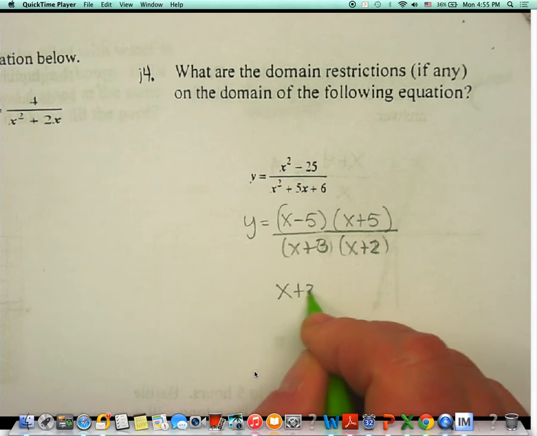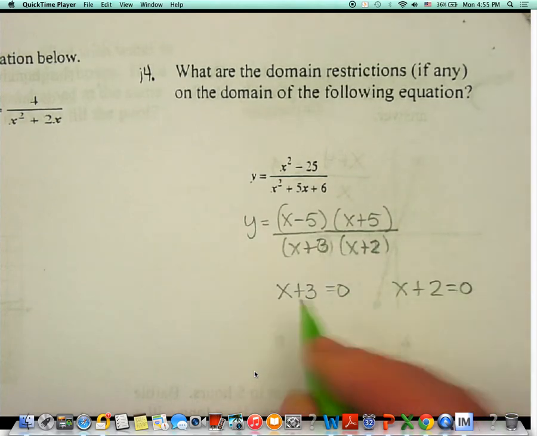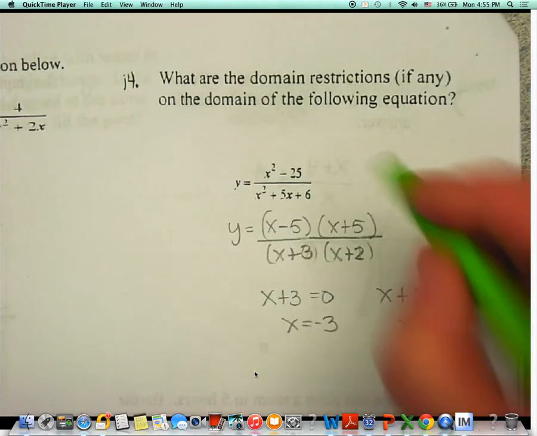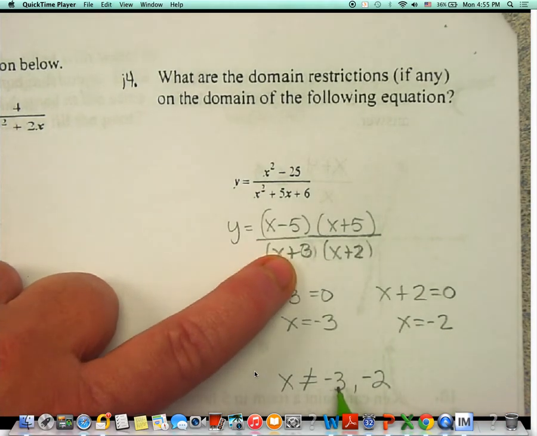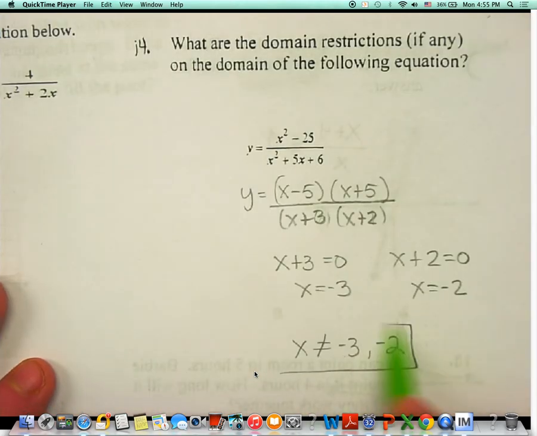So we're going to set x plus 3 equal to 0 and x plus 2 equal to 0. So x equals negative 3 and x equals negative 2, which means our restrictions are x cannot equal negative 3 or negative 2. Because if we plug in negative 3, we're going to get a 0, or if we plug in negative 2, we're going to get a 0. So those would be your restrictions on the domain.